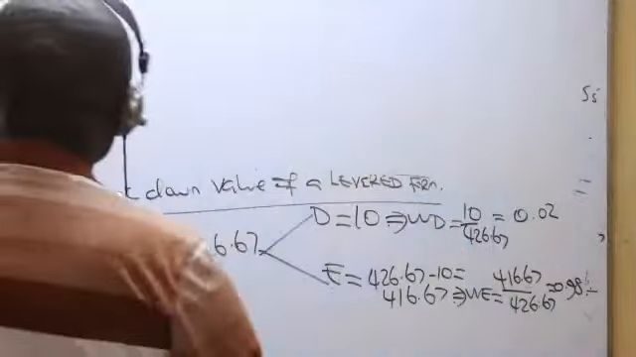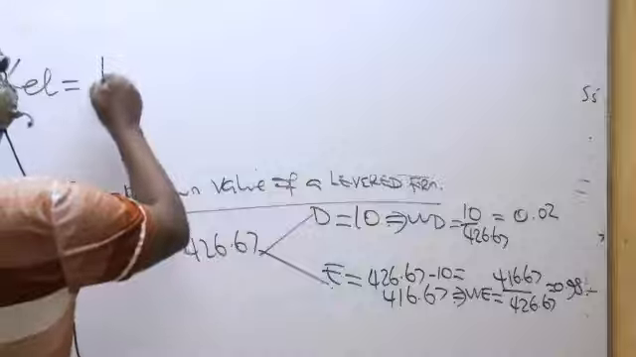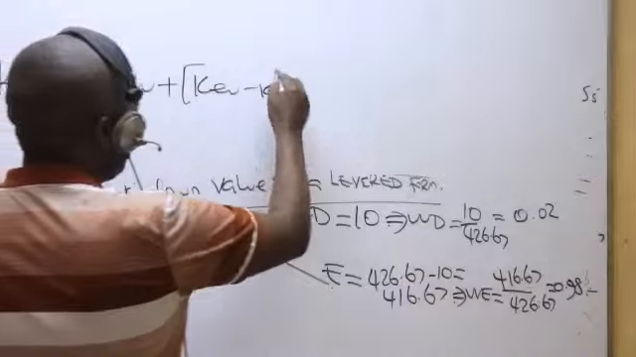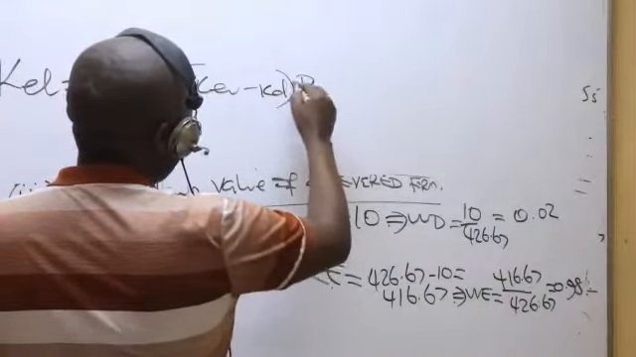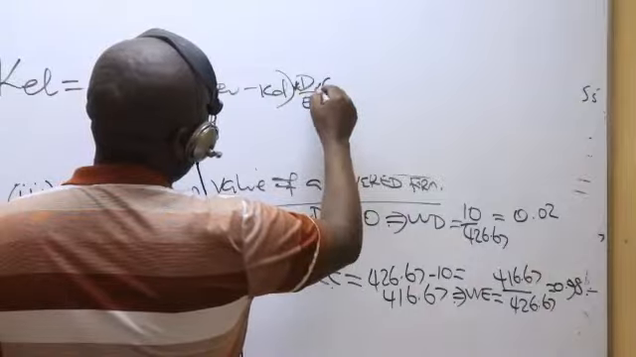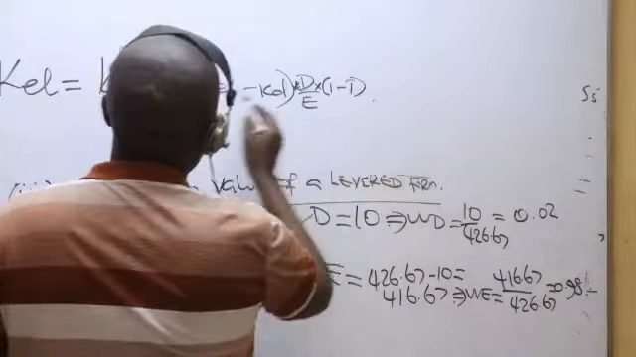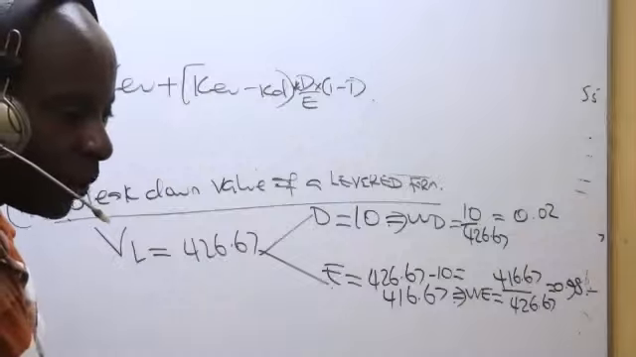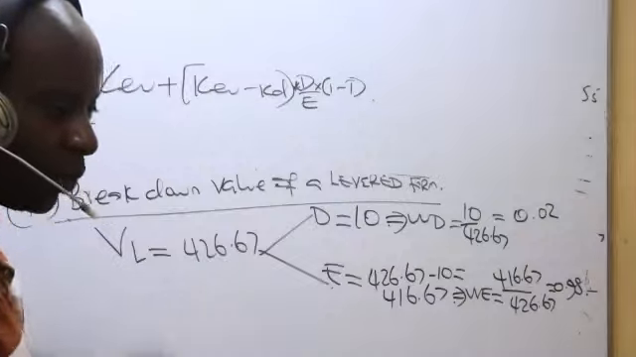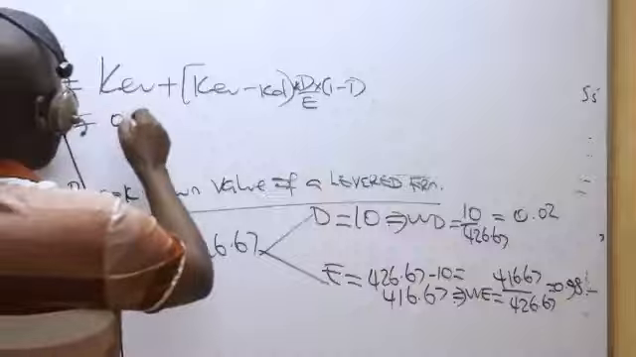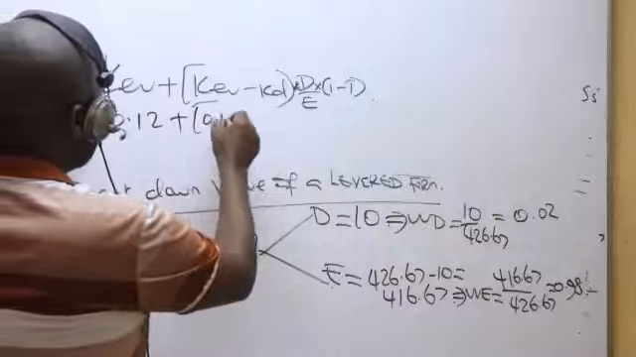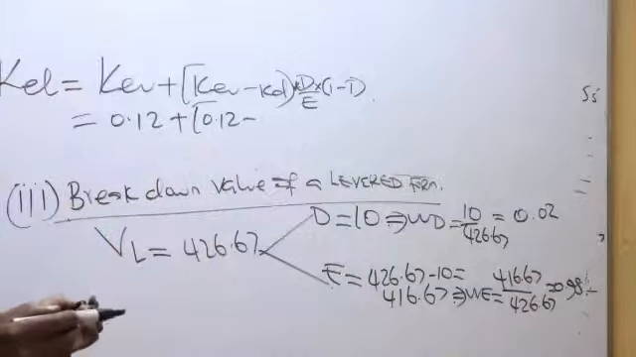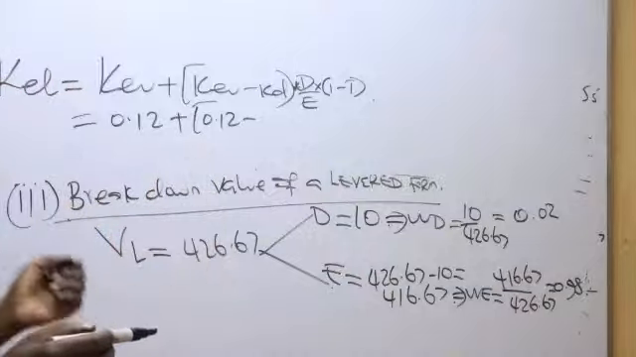So K, we'll talk about that. K is Q plus Q minus KD into D over E into 1 minus tax. Could you kindly remind me, what is our Q? We have written it up there. It was 0.12 plus 0.12. KD, do we know what our KD is? Cost of debt, 7%.